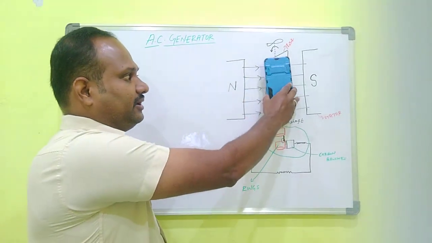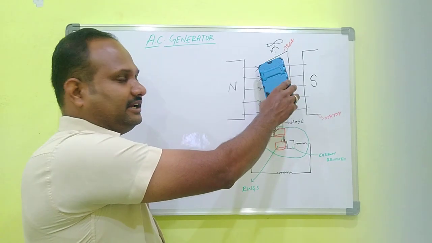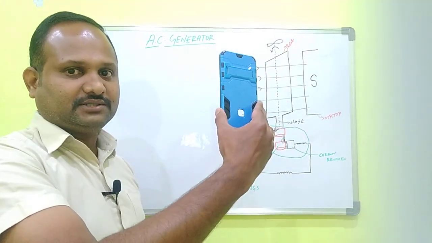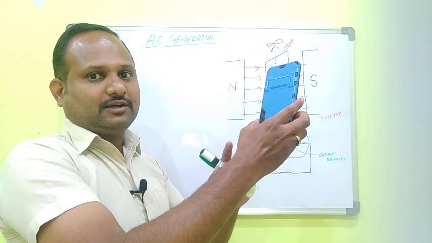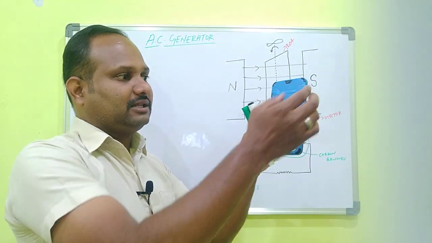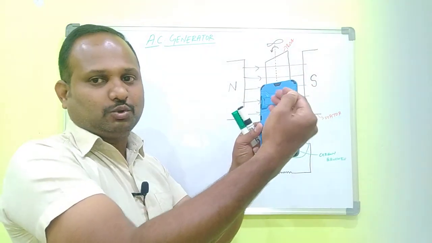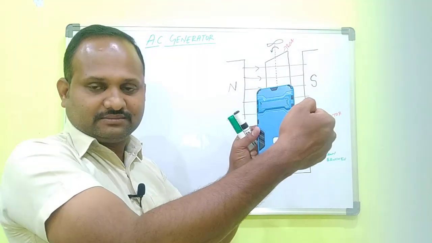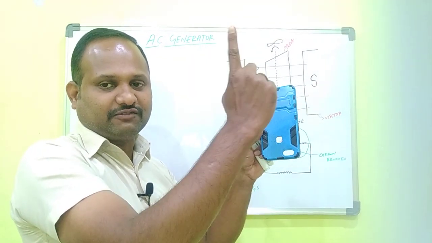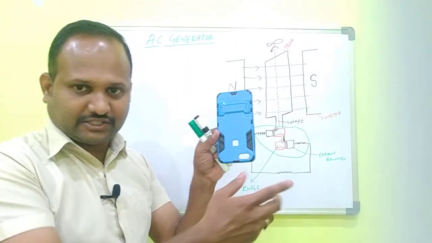Consider this is the rotor coil. It rotates anti-clockwise. Anti-clockwise means one end of the rotor coil goes inward, and the other end comes outwards, pushing outwards. This end goes inwards, this end comes outwards because of the rotation. First, consider the half rotation.